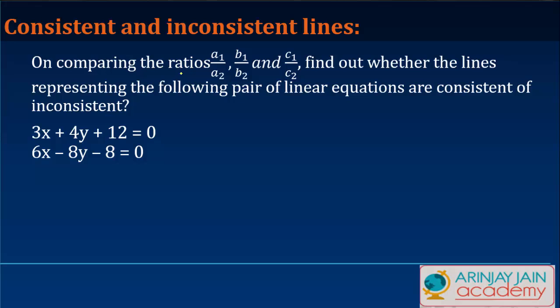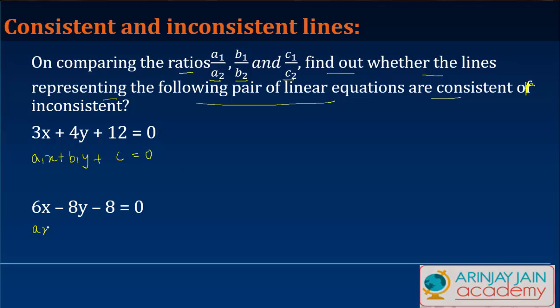On comparing the ratios a1 by a2, b1 by b2 and c1 by c2 for the following equations, find whether the lines representing the following pair of linear equations are consistent or actually inconsistent. Now for this, what we need to do is put these equations in the form a1x plus b1y plus c1 is equal to 0, and similarly a2x plus b2y plus c2 is equal to 0.